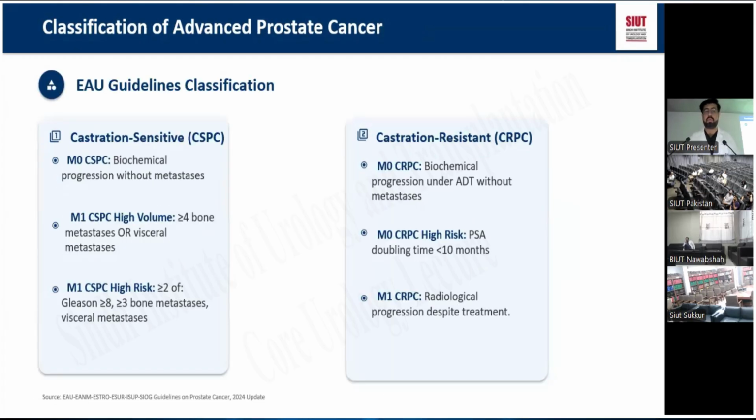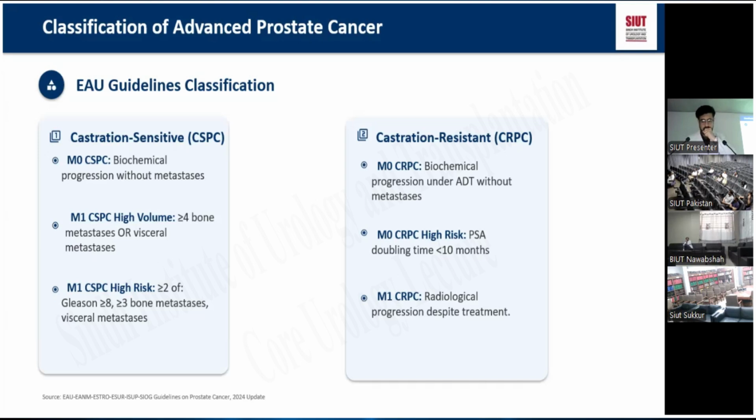According to the EAU guidelines, it is classified into castration-sensitive prostate cancer. Before we go for classification, anyone can tell me what's the definition of castration? Castration is reduction of testosterone by any means, either surgical or medical, to a castrate level less than 50 nanogram per deciliter.